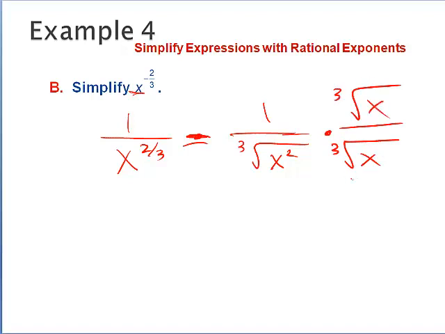The reason we do that is because now our numerator is the cubed root of x and our denominator is the cubed root of x cubed, because we multiply these together, meaning that when the bases are the same, we add the exponents, so these can cancel.